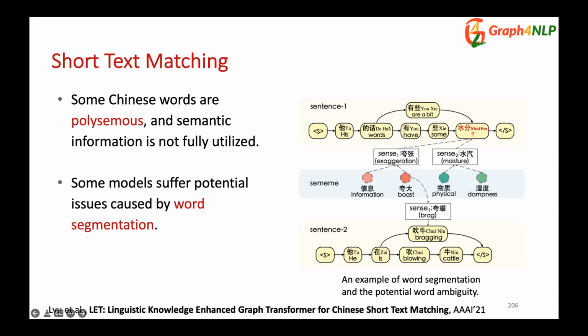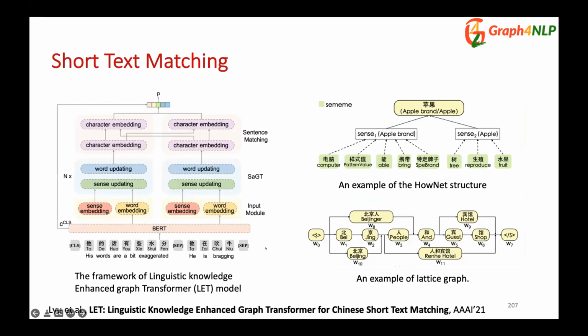And also you can have different ways to segment this sentence. Let's say these two characters, if you consider them separate, it means have some. And if they are combined, it means a bit. So in this way, you have ambiguity in terms of segmentation as well as polysemy. So in this work, they combine the lattice graph representation to incorporate the different ways to segment the same sentence, as well as incorporate knowledge from a Chinese knowledge graph, which we call the HowNet knowledge graph, to incorporate the different meanings of the same word.